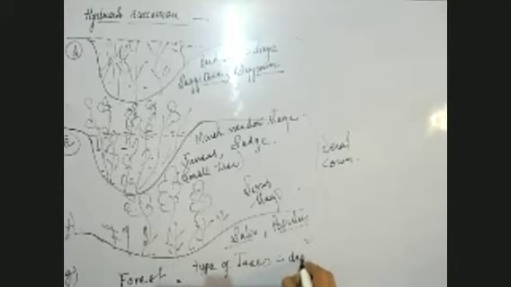Depends on rainfall of that area and other climatic conditions. So this is the climax community. Forest, it is the climax community. So this forms the climax community.